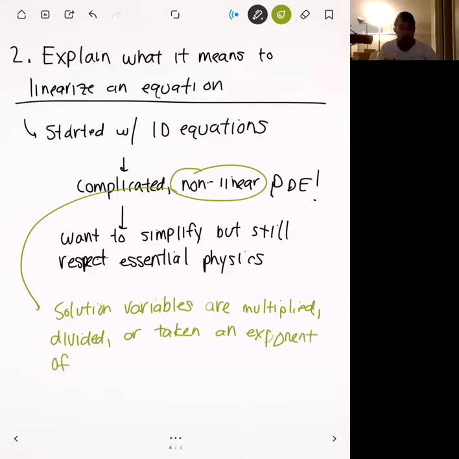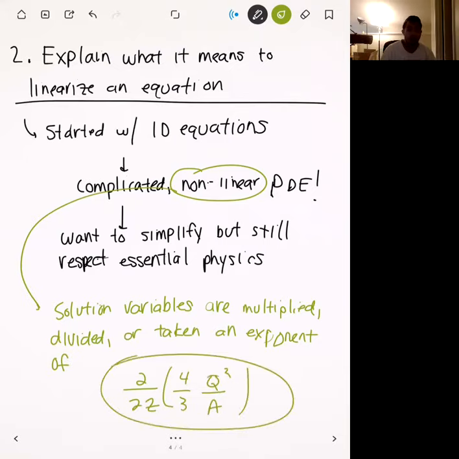Okay. And so one example that I showed in the lecture notes is we have partial z of 4 over 3 q squared over a. Okay. And so this term right here is very nonlinear because remember when we're solving our 1D equations, we're solving them for flow and we're solving them for area. And so flow and area are two solution variables. And so, because we have q squared here and we divide by a, that's a nonlinear term, okay?